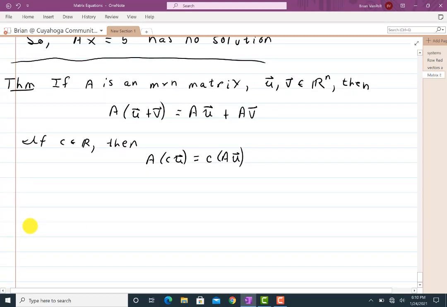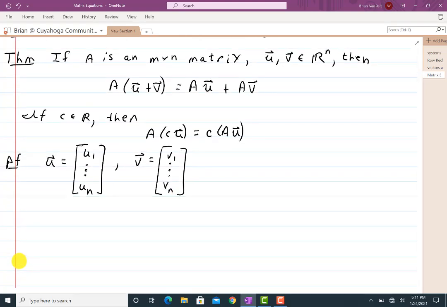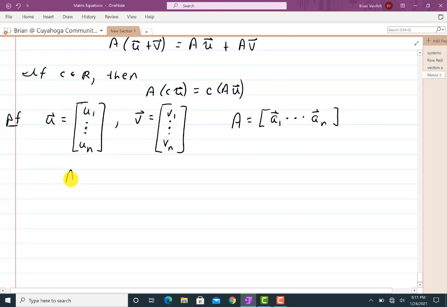Now the proof of this, I'm really not going to do a lot. You can run through this yourself. You can let u, for instance, equal u1 up to un, because it's got to have n entries. Let's just do A, and A is an m by n matrix, so we have n columns, like so. And then when I do A times U plus V, I'll put my vectors in here.